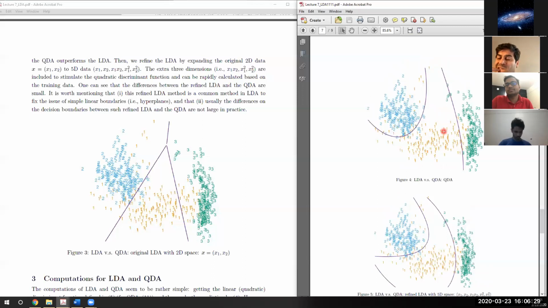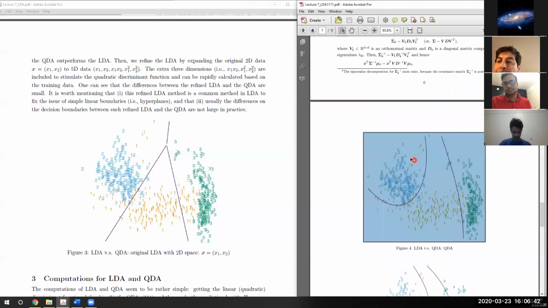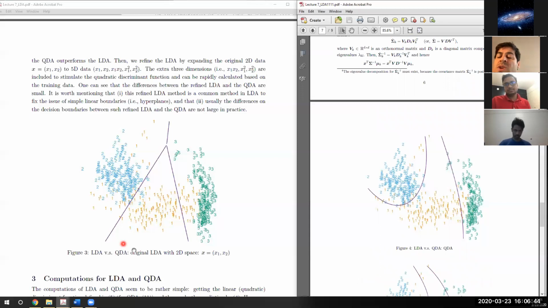And in real applications, usually they are going to apply both recoded LDA and QDA, and to see which one is better, then they're going to keep that one. That's the point. Okay. Any questions here about this example?